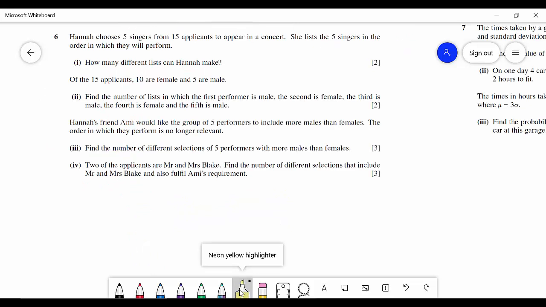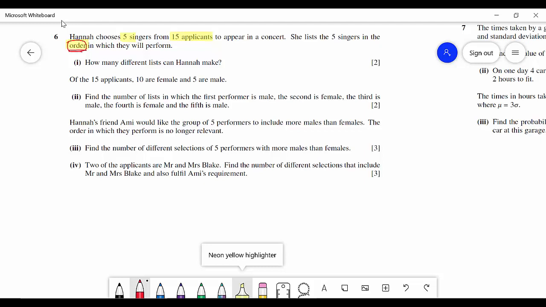Okay, so let's discuss question number 6. Hannah chooses 5 singers from 15 applicants to appear in the concert. She lists the 5 singers in the order in which they will perform. You should highlight the word order, which means the sequence is important in this case. When you see the word order, it means the sequence is very important.